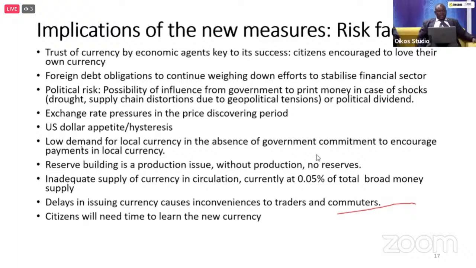Then low demand for local currency in the absence of government commitment to encourage payments in local currency. We need to encourage the government to also make a commitment to like the local currency. I'm sure we all know what it means, especially when we go to issues to do with passports, fuel, and other services that the government provides. Those have to be paid in what? In the ZiG currency. That builds confidence in the market to like the currency.